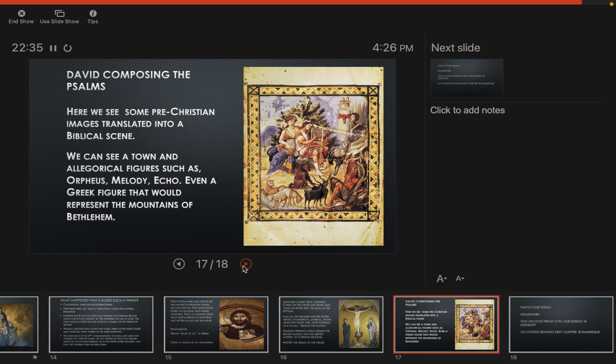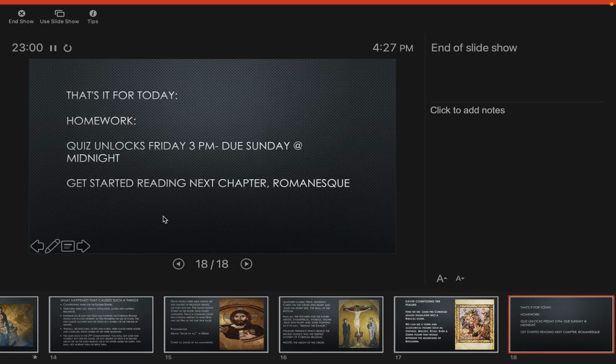Then we have David composing the Psalms. Here we see some of the pre-Christian images translated into a biblical scene. We can see a town and allegory figures such as Orpheus, Melody, Echo, even a Greek figure that would represent the mountains of Bethlehem. So that's it for Byzantine.